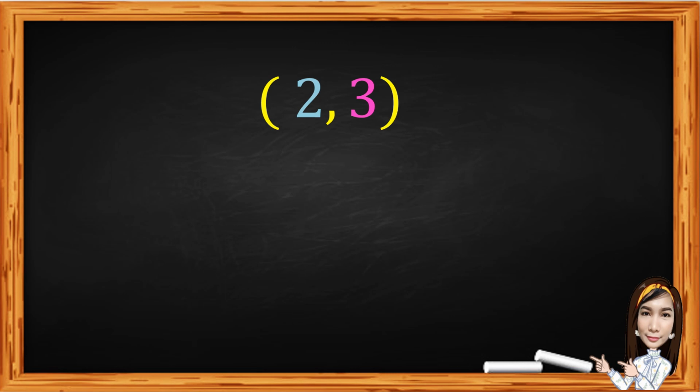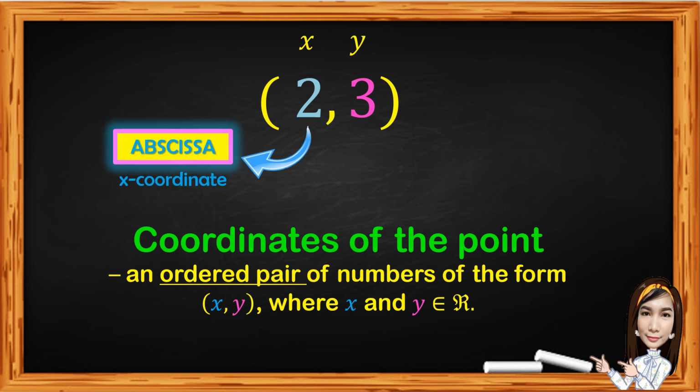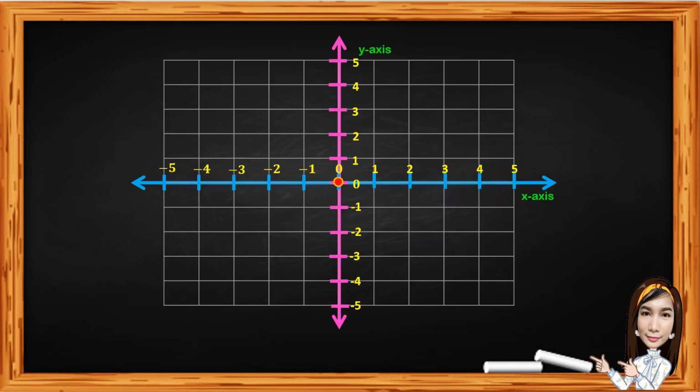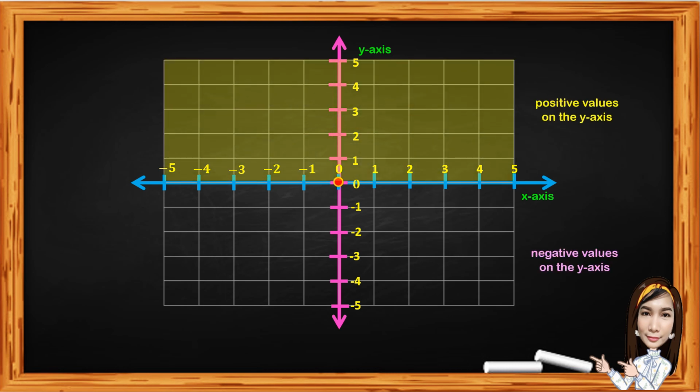(2, 3) is a pair of numbers given in our activity a while ago. The values of x and y are what we call the coordinates of the point, an ordered pair of numbers of the form (x, y), where x and y are elements of the real numbers. 2 is what we call the x-coordinate, also known as abscissa, and 3 is what we call the y-coordinate, also known as ordinate. The positive values of the y-axis are above the origin, and the negative values are below the origin.